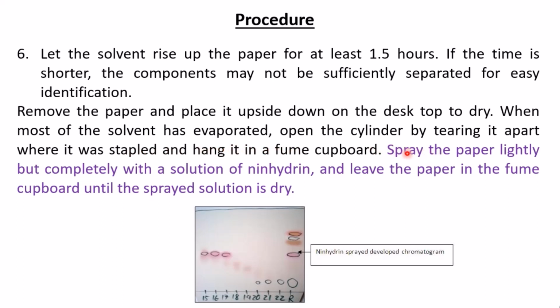Now spray the paper lightly but completely with a solution of ninhydrin and leave the paper in the fume cupboard until the sprayed solution is dry. Now when the sprayed solution is dry, you see things like this. Now, depending on what is spotted, realize that if you calculate the RF for something like this, it's probably going to be the same as this. However, this will have different RF values, right? So please take note of that.